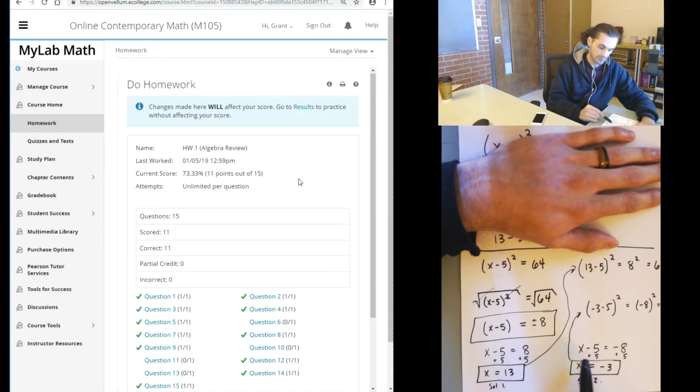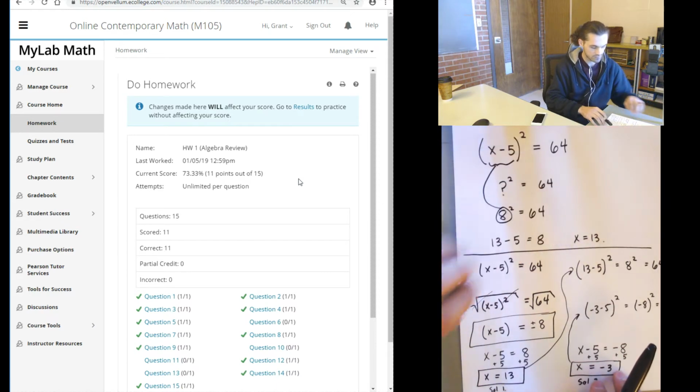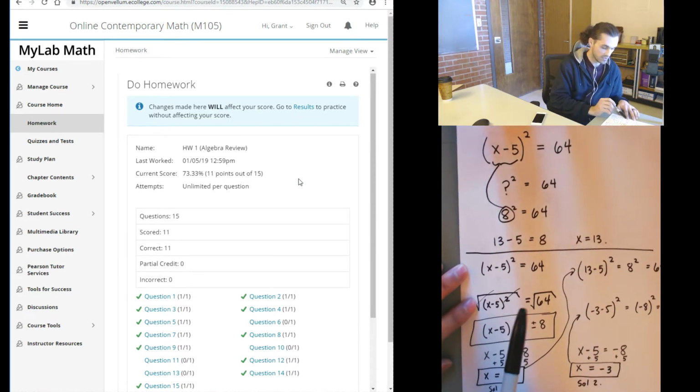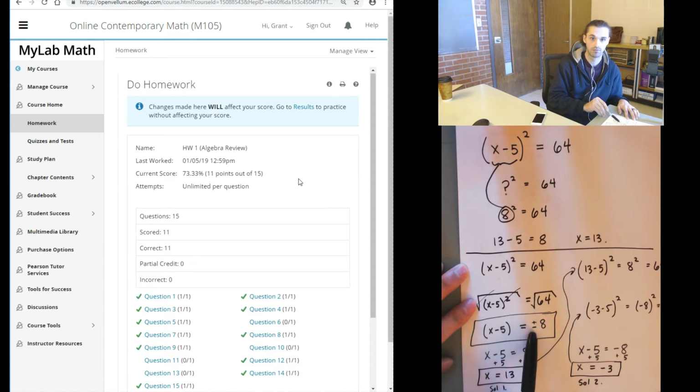For the other solution, x minus 5 equals minus 8. I need to add 5 to both sides of the equation. Adding 5 to negative 8 gives me negative 3. So negative 3 is my other solution. So keep in mind, to undo a square, we need to introduce a square root. When we introduce a square root, we get 2 solutions.